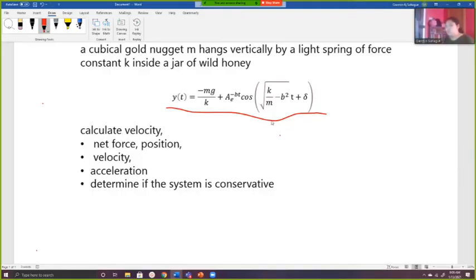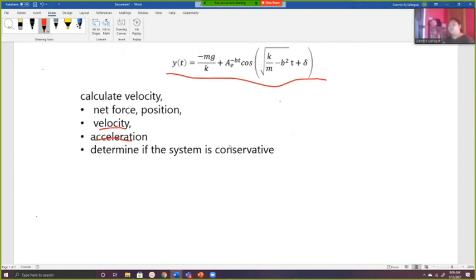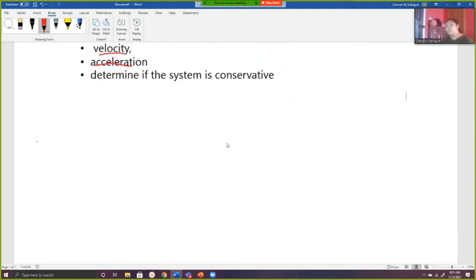Okay, let's solve the third problem of the exam. A cubical gold nugget M hangs vertically by a light spring of force constant K inside a jar of wild honey. So the only thing that is not constant is t. In order to get the velocity, we need to derive this equation, and to get the acceleration you need the second derivative of this equation. All right, let's try to solve this. So this is the position.